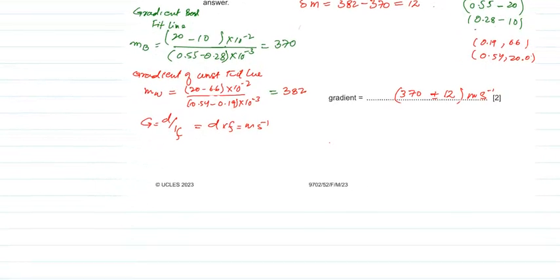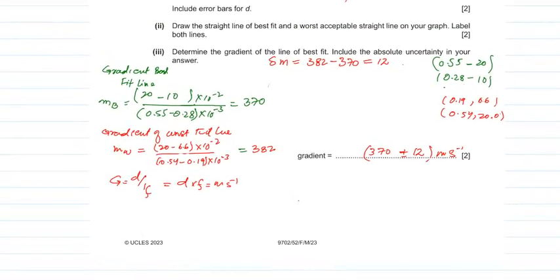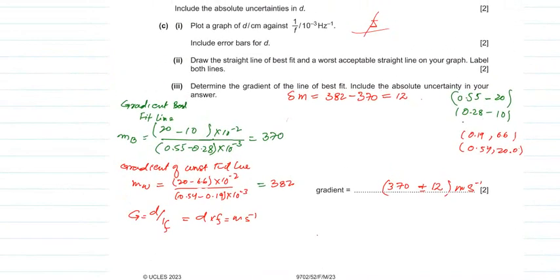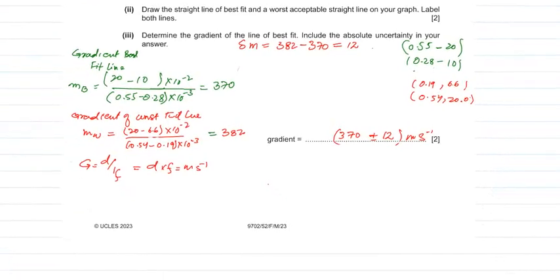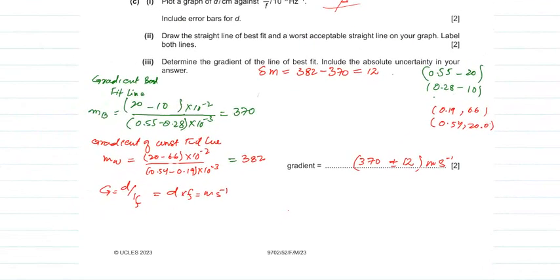So the gradient, the slope of the best fit, and the difference between the best fit and the worst fit will be the delta. So we'll have to use this in further calculation now.